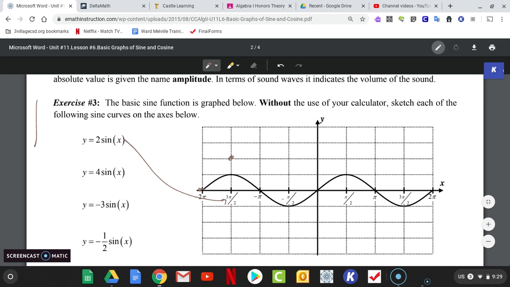So this first one, 2 sine of x, winds up looking something like this. Just kind of blows it up a little. Kind of just makes it more narrow, right? And then the 4 does the same thing. The 4 is going to be up here. So the 4 is going to be something like that. And the negatives have the same effect. So you can go ahead and try those on your own. I'm not going to waste your time.